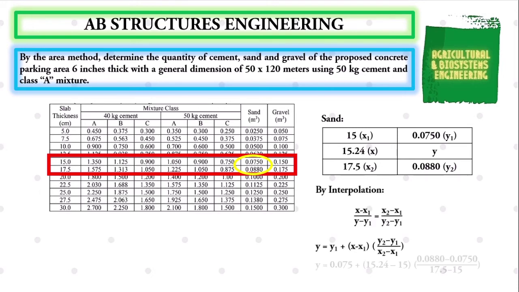Now, we substitute values and we have y is equal to 0.0750 added to 15.24 minus 15, multiplied to 0.0880 minus 0.0750 all over 17.5 minus 15. We simply solve and we have the value for y, or our sand value, to be 0.0762 cubic meters. That is now the solution to our sand value.